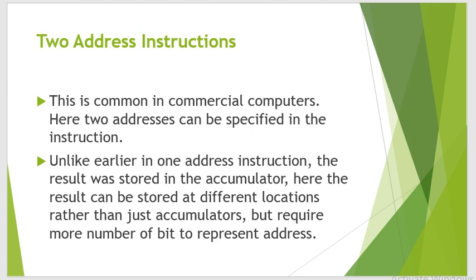Two address instructions are used in common commercial computers. Two addresses can be specified in the instruction. Unlike earlier, in one address instruction the result was stored in the accumulator. Here, the result can be stored at different memory locations rather than just the accumulator, but it requires a greater number of bits to represent the address.